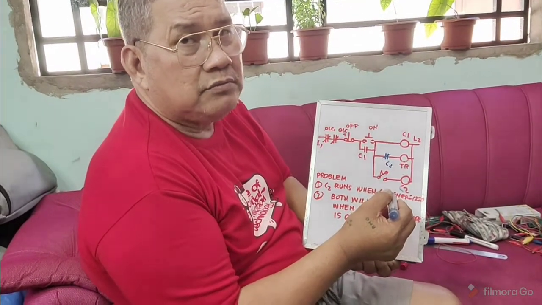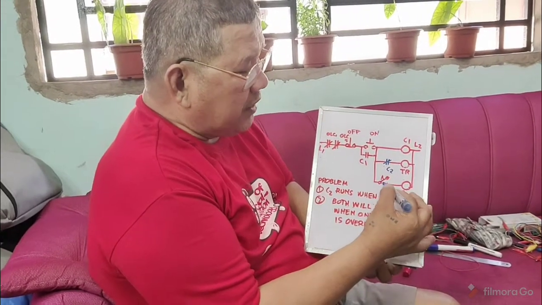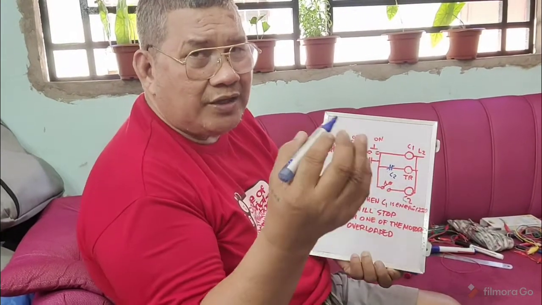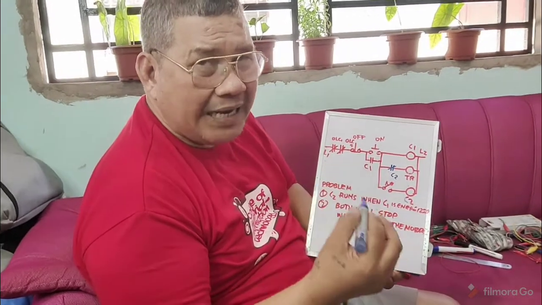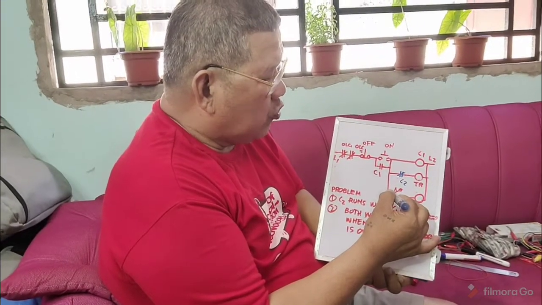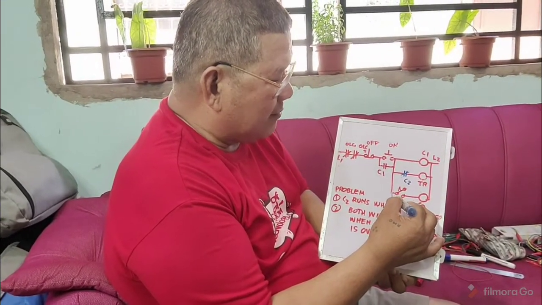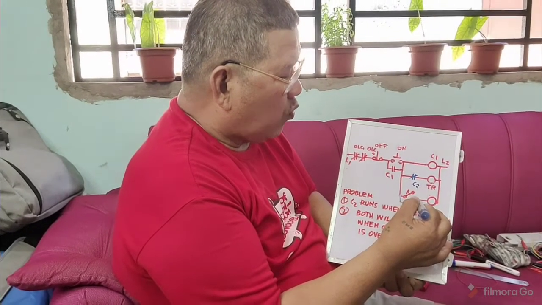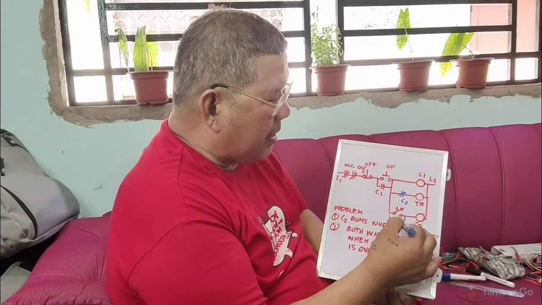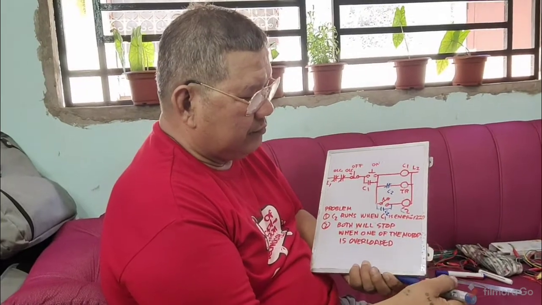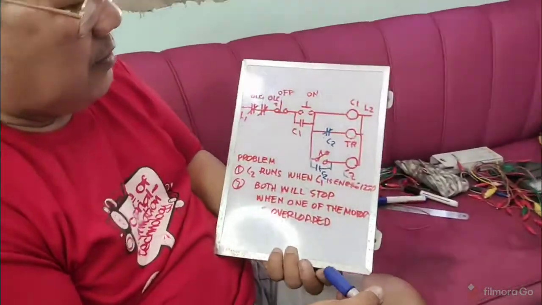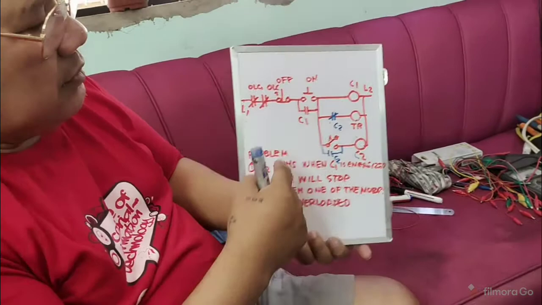Coil de-energized. So how would you maintain the flow of current here? You need a holding circuit, a maintaining contact. So what you will do? You place here a maintaining contact. Where will you get the maintaining contact? From the C2. See? That would be the connection.